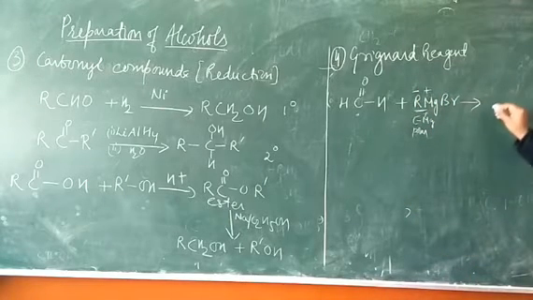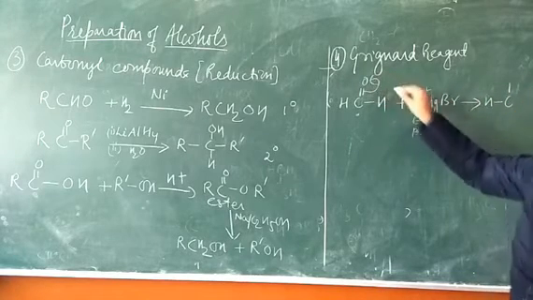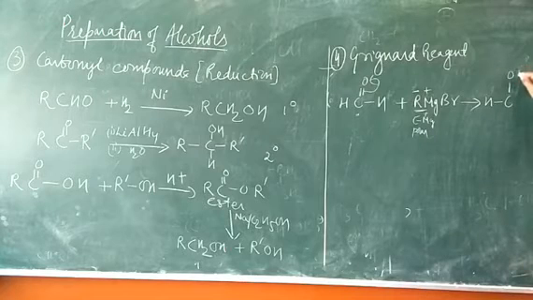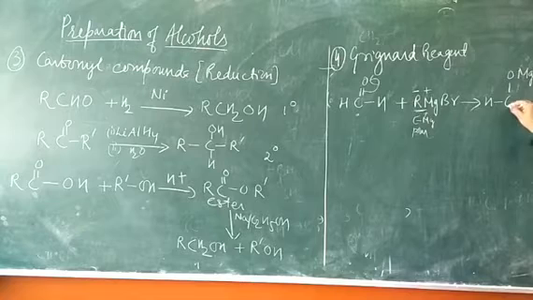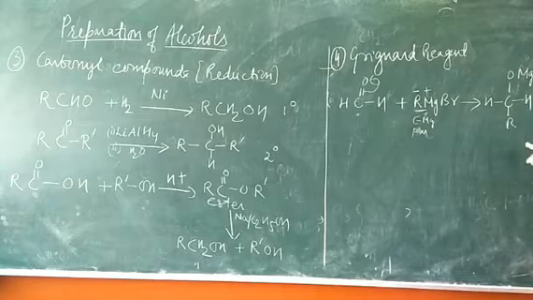So when this reaction takes place, the pi bond will be shifted toward the more electronegative oxygen atom. So we will get H-C with OMgBr, where this is R and this is H. That means we are getting an adduct as the product.